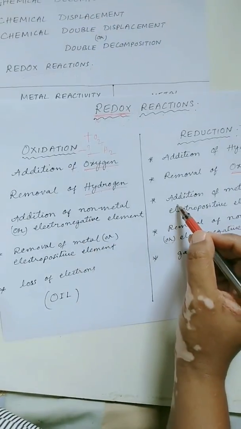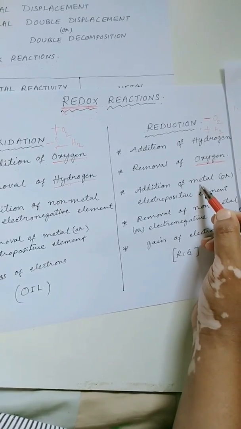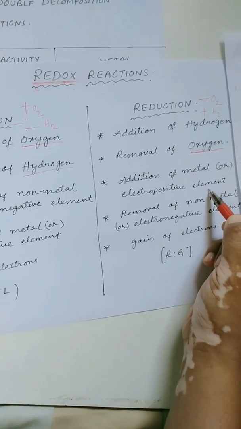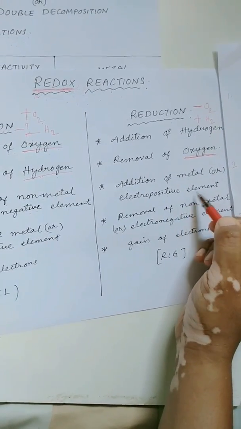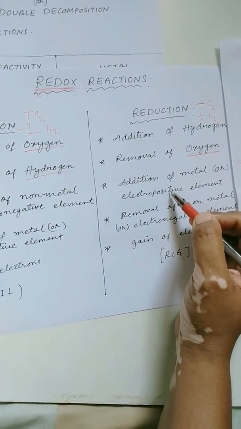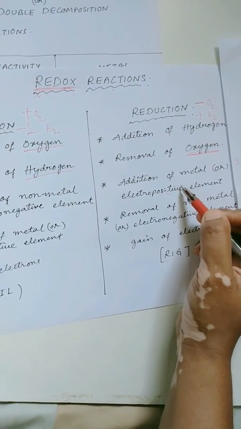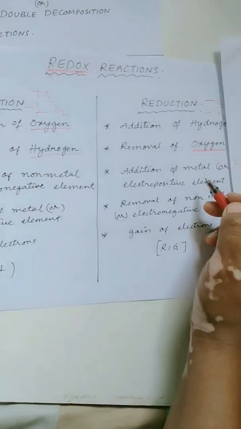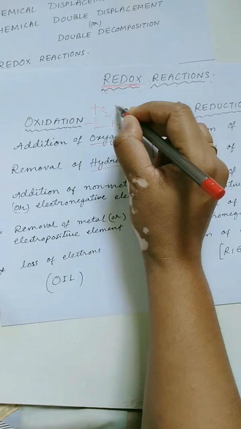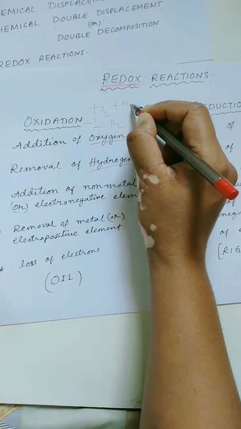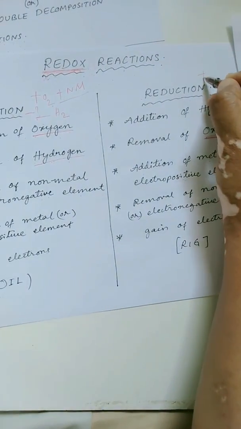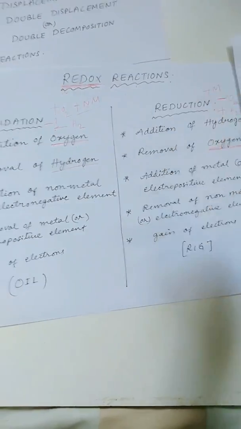Here, quite opposite to it, it's the addition of metal or electropositive element. So what is an electropositive element now? Can you guess? Yes, it is an element that has a tendency of getting a net positive charge by the loss of electrons. Did you understand this, children? Addition of non-metal is oxidation and addition of metal is reduction.